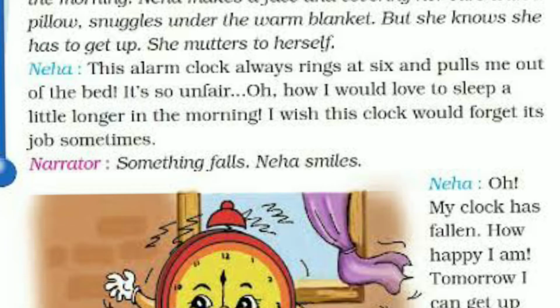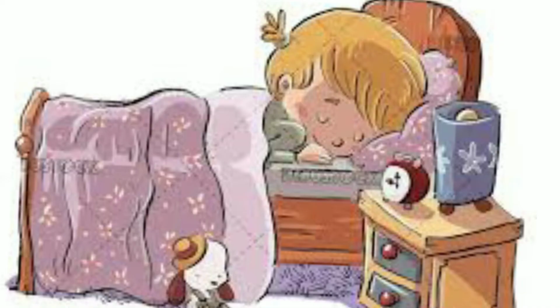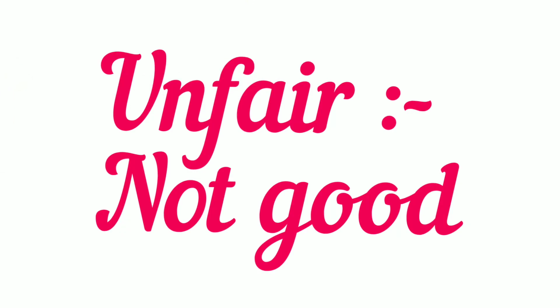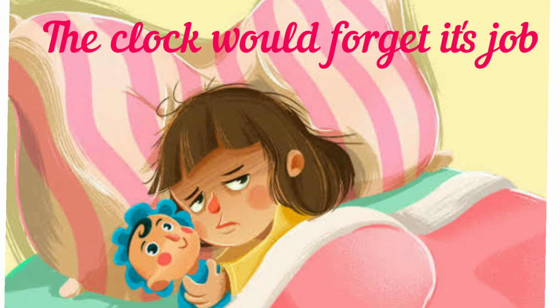Neha: This alarm clock always rings at 6 and pulls me out of the bed. It's so unfair. Oh, how I would love to sleep a little longer in the morning. I wish this clock would forget its job sometimes. Dear children, from these lines, you can see Neha doesn't want to wake up at all. She is grumbling, oh, this alarm clock, it always rings at 6 and it is so unfair. Unfair means not good. She wished to sleep a little longer in the morning. She wishes that the clock forgets its job.